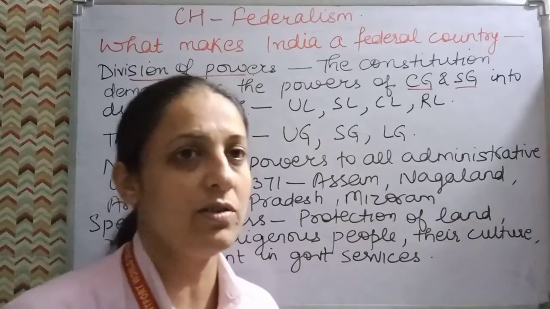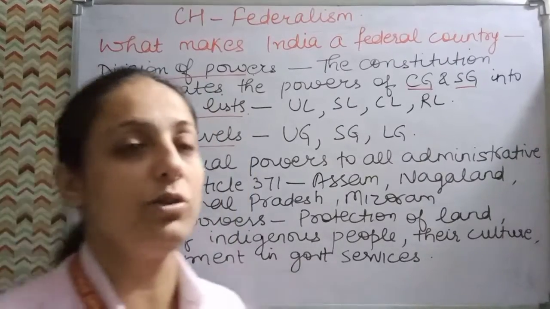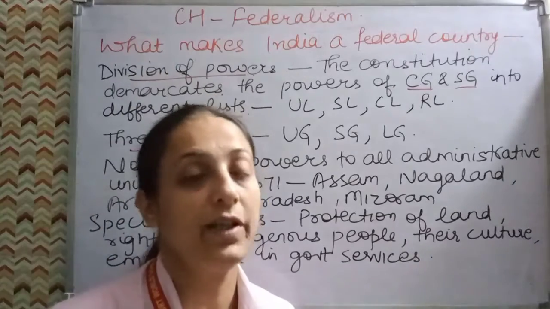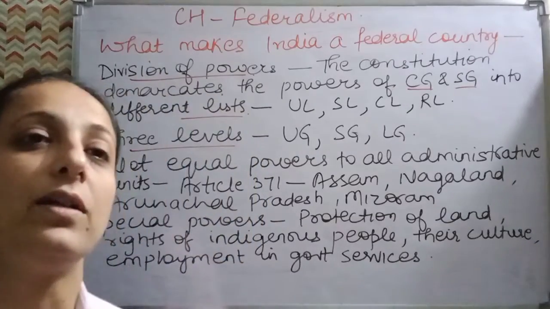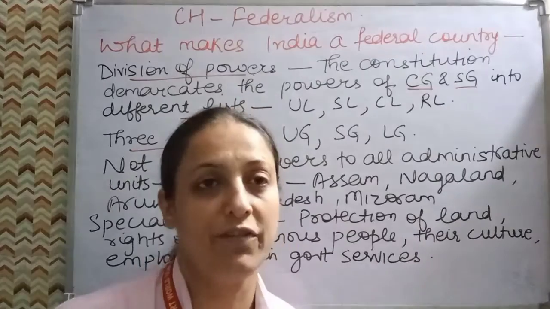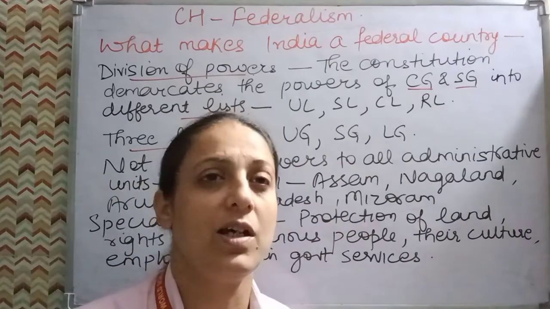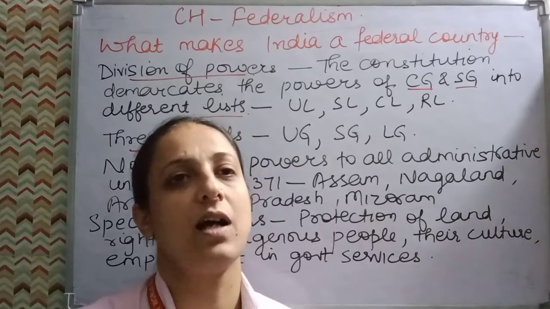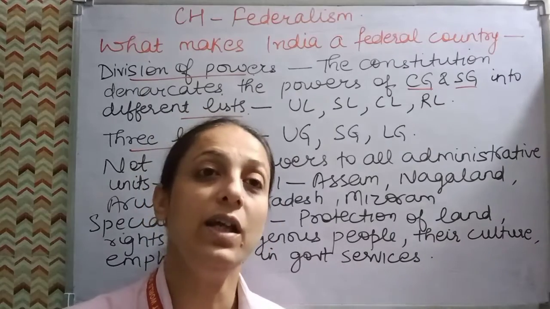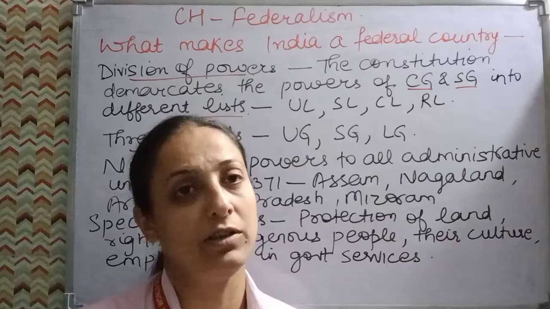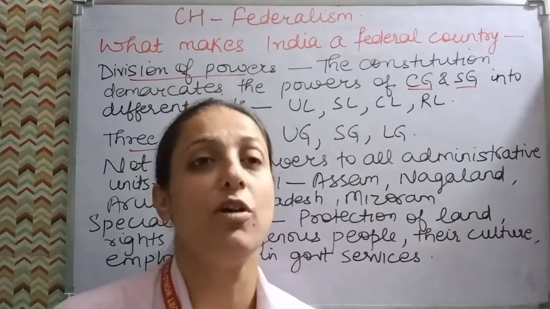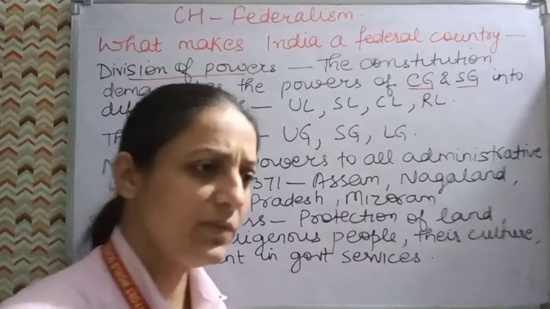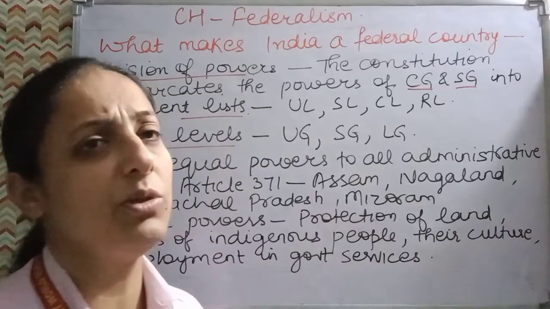So under the union list, the union government, the central government, will make the laws. And here the very important subjects are included like communication, banking, defense, external affairs, foreign affairs. So here the important areas are included where only the central government will make the law. Why? Because uniform policy is required in these areas. So that's why these areas are included in the union list.